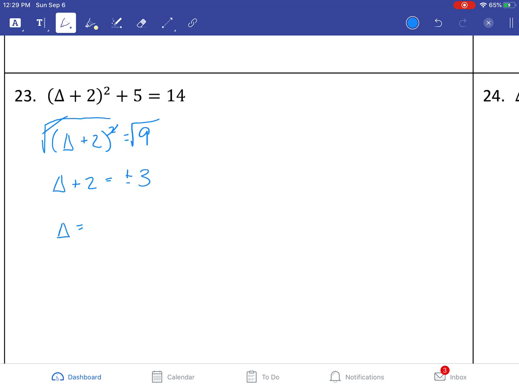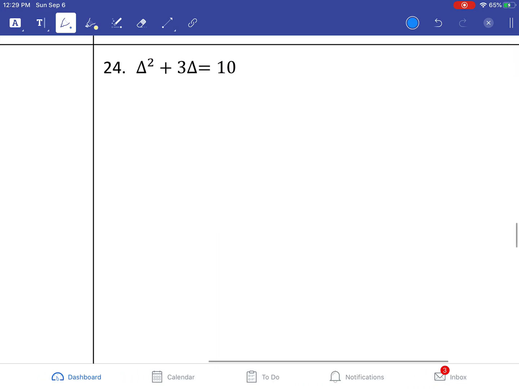Then we subtract the 2. And since we can combine these, we have to. So negative 2 plus 3 is going to be positive 1. Negative 2 minus 3 is going to be negative 5. And those are your 2 answers.